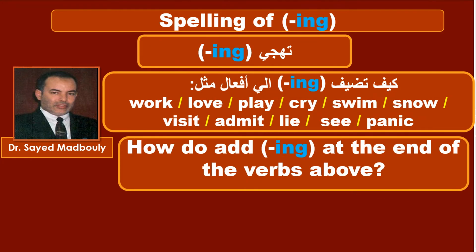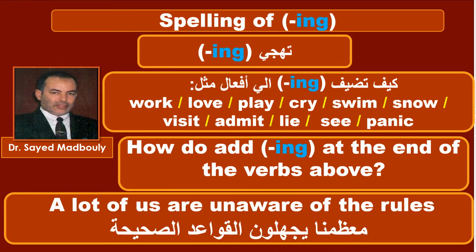And by the way, how do you add ing to verbs like, for example, work, love, play, cry, swim, snow, visit, admit, lie, see, and panic? How will you add ing to these verbs? Okay, there are certain rules and a lot of us are not aware of such rules.